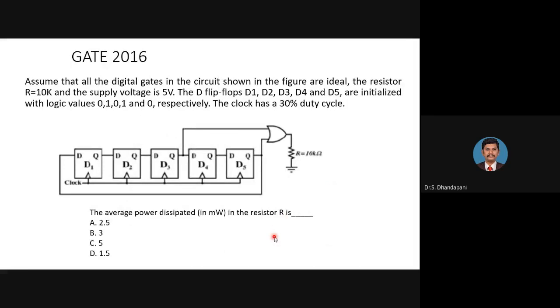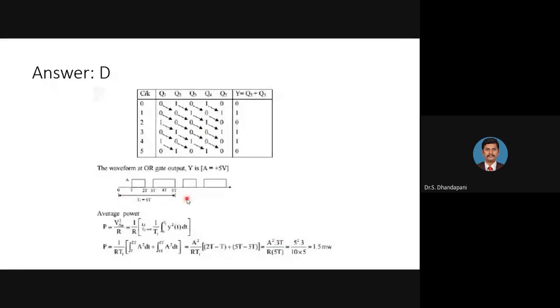After getting the waveform, we are finding the average power for the waveform starting from 0 to 5t using the equation. And after simplifying the equation, we can get 1.5 milliwatt. So I am summarizing the steps.